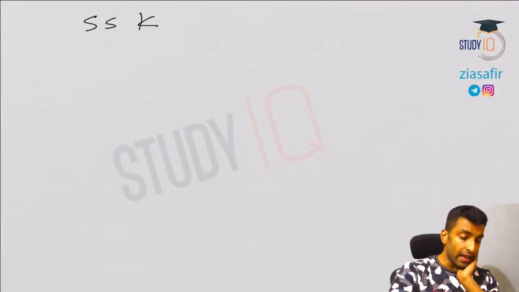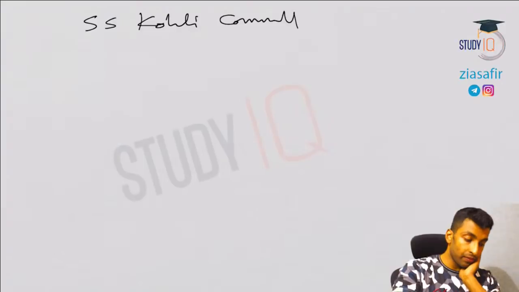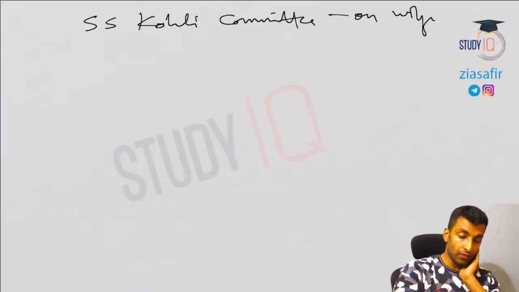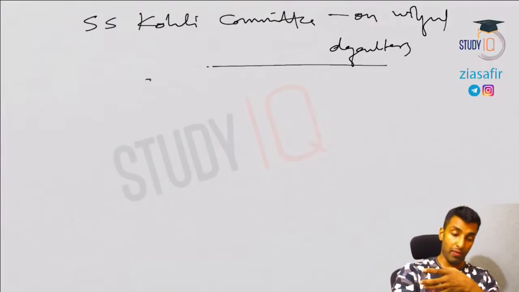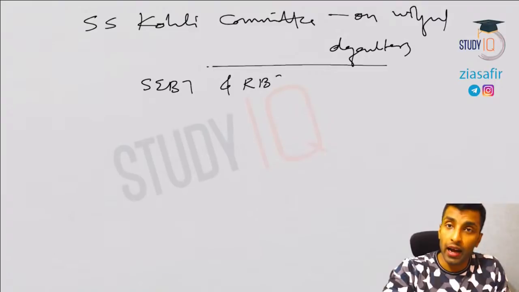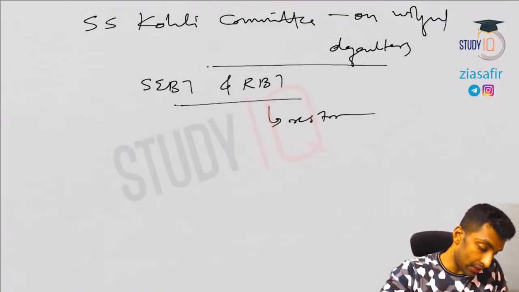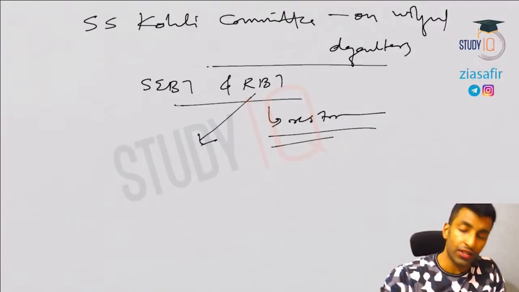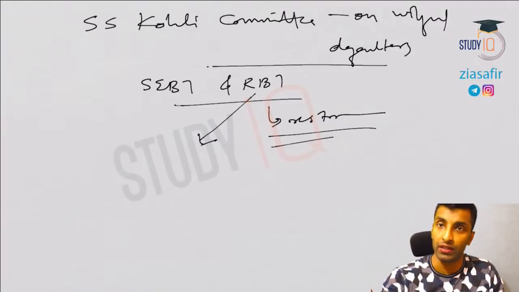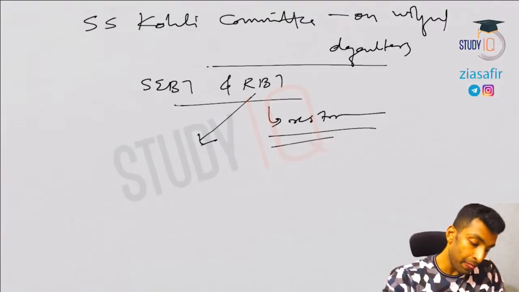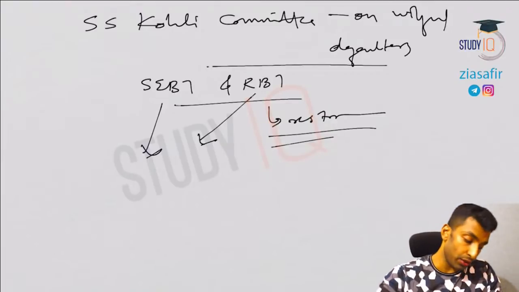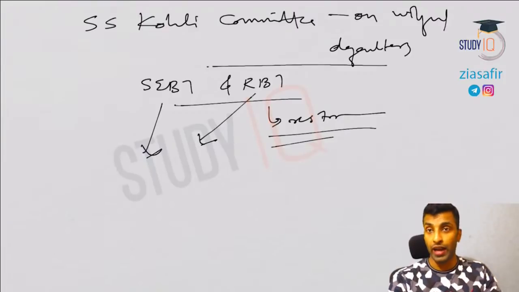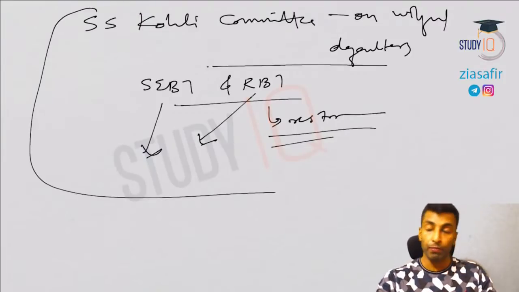Okay, now there was a committee, SS Kohli committee on willful defaulters. So it suggested that certain restrictions should be imposed by SEBI and RBI. Like in RBI, the restriction can be that there should not be any borrowing for next 5 years. That is one restriction which could be imposed by RBI. And then in case of SEBI, there is no new company floating, no takeover, no management or director, etc. So those kind of restrictions could be imposed.